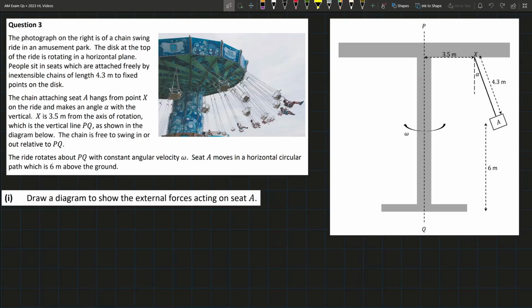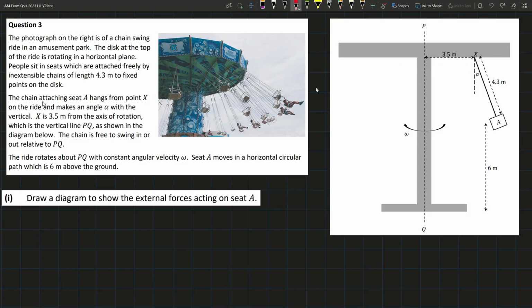So question 3 was mostly a circular motion question. It's about this amusement ride, specifically a chain swing ride. Basically, this disc is moving in a horizontal plane, so this is horizontal circular motion. People sit in seats which are attached freely by inextensible chains of length 4.3 meters to fixed points on the disc. So you can see it in the diagram.